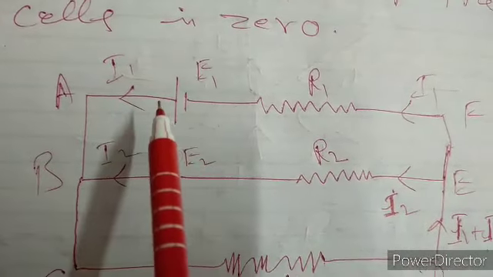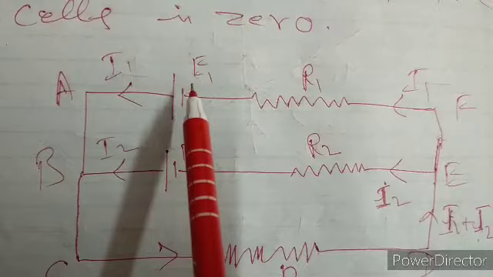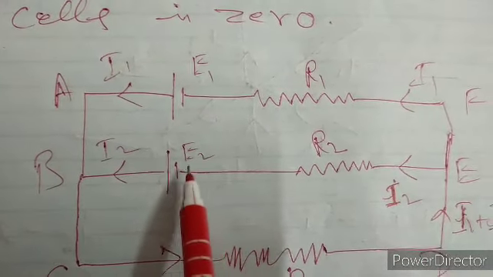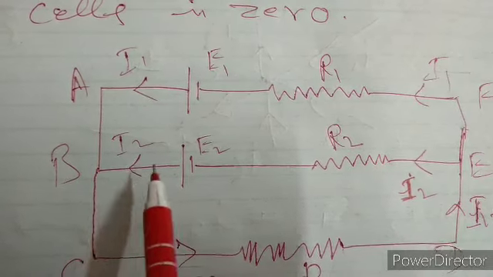In this loop, current will start from the positive terminal. From the cell E1, current I1 starts in this direction. From the cell E2, current I2 starts in this direction.